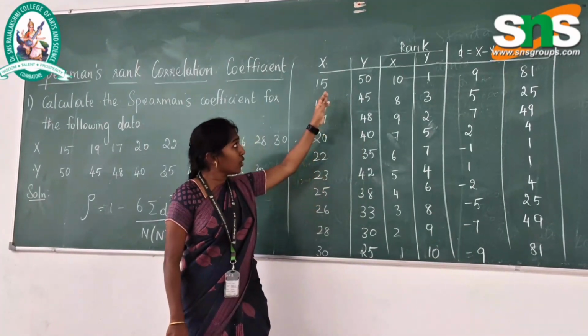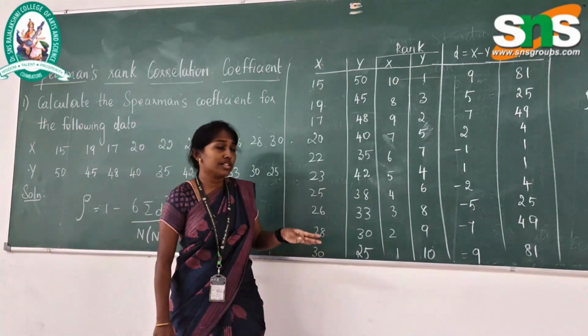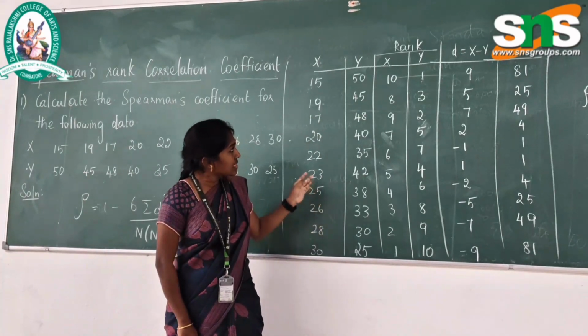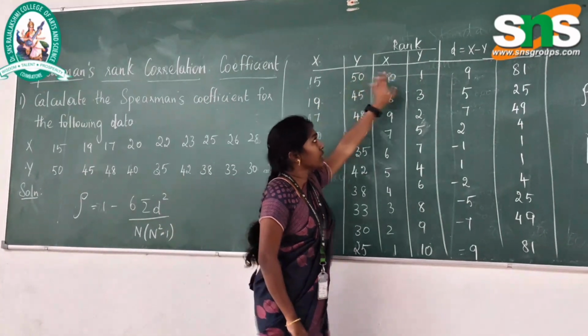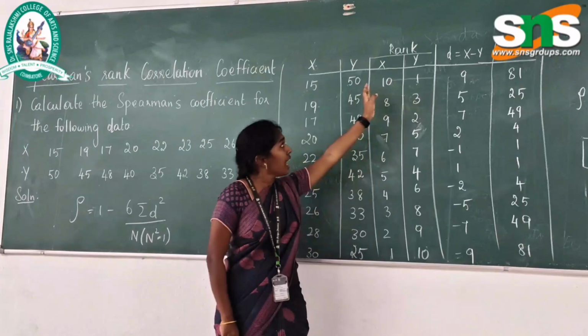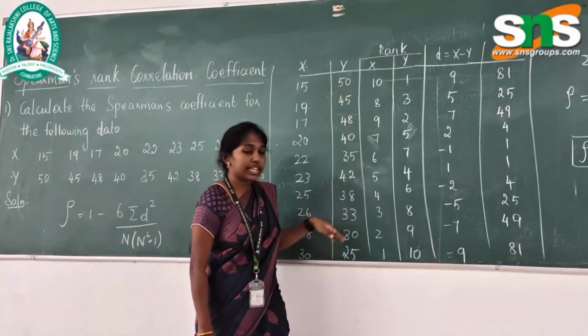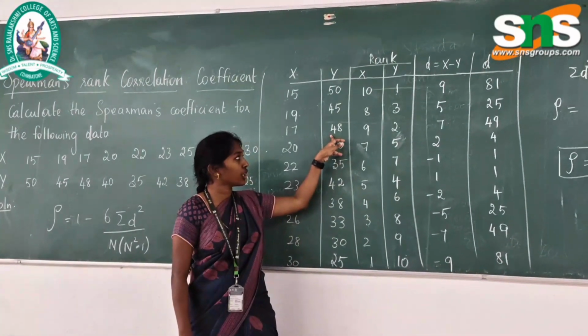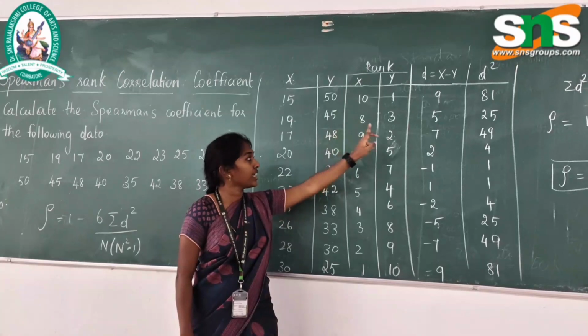Next we are going to denote the rank for the y variable also. In the y variable the greatest number is 50. So I am going to give the first rank for the number 50. And next we are going to find which is the second greatest number. So the second greatest number is 48. So the rank for 48 is 2.